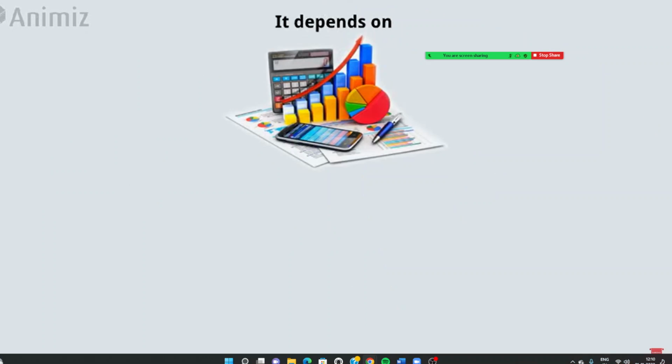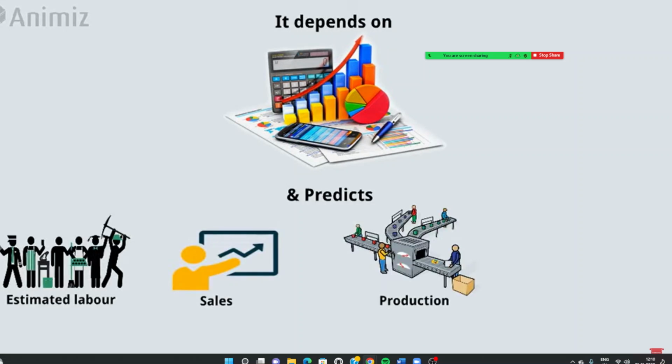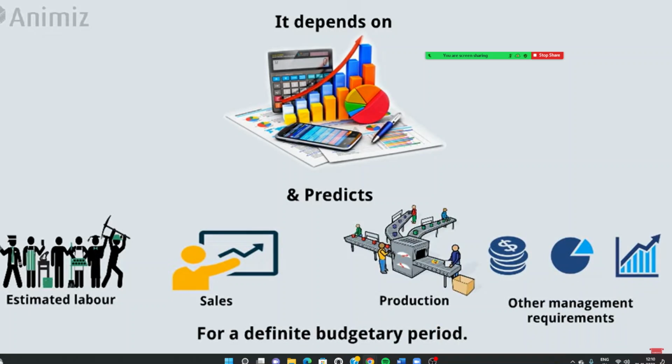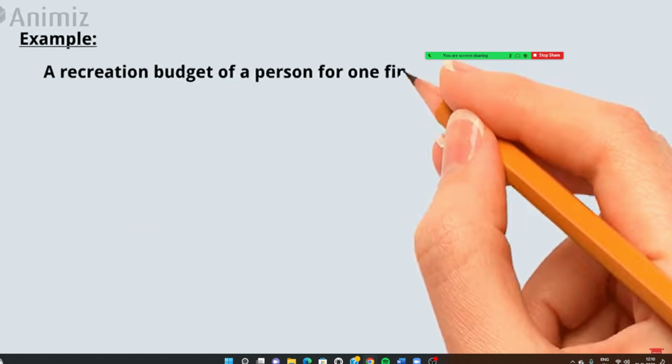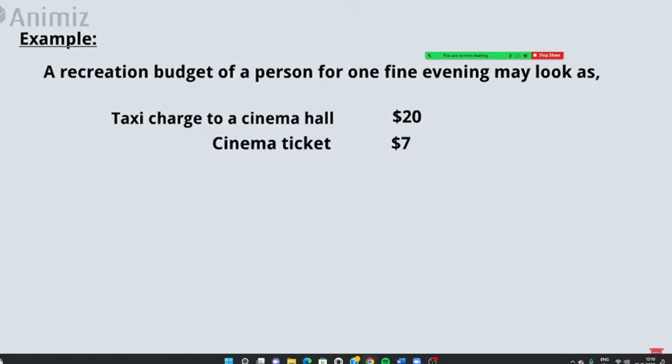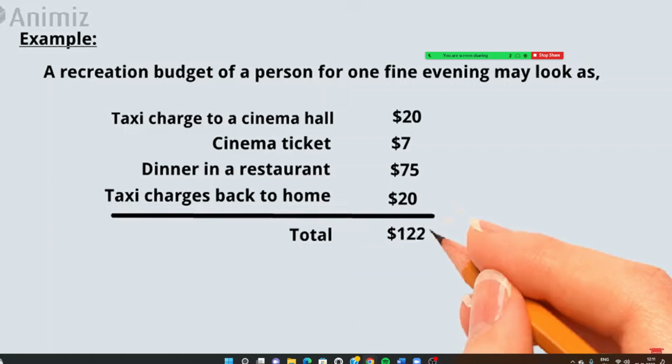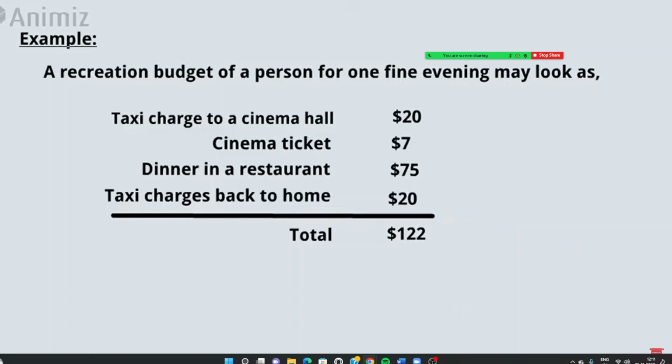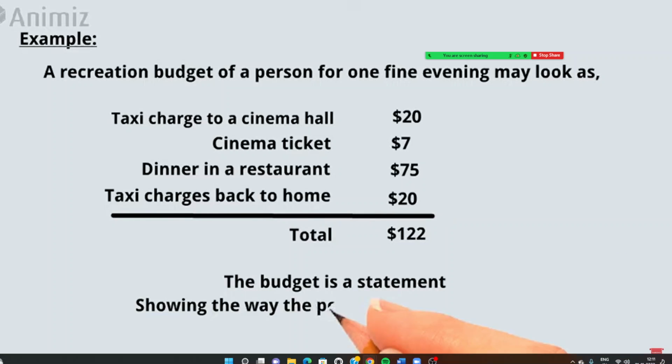It depends on past statistical data, and predicts the estimated labor, sales, production and other management requirements for a definite budgetary period. As an example, a recreation budget of a person for one fine evening may look as: taxi charge to a cinema hall $20, cinema ticket $7, dinner in a restaurant $75, and taxi charges back to home $20. Total is $122. The budget is a statement showing the way the person plans to spend $122.